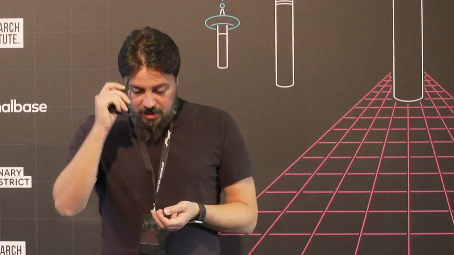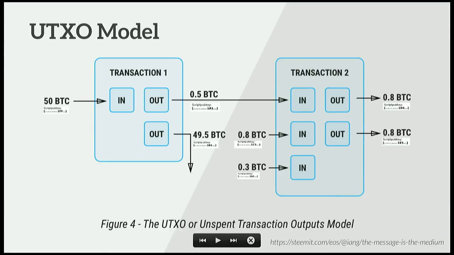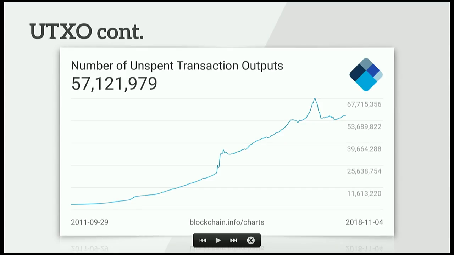So in order to do that, we have to look a bit deep into UTXOs. As you know, Bitcoin transactions consist of inputs and outputs. In order to make a transaction, you have to reference previously sent money, a previously sent transaction to you. The first session of the previous day was talking heavily about UTXOs. Currently, there are 57 million UTXOs, and a good amount of them are dust right now.